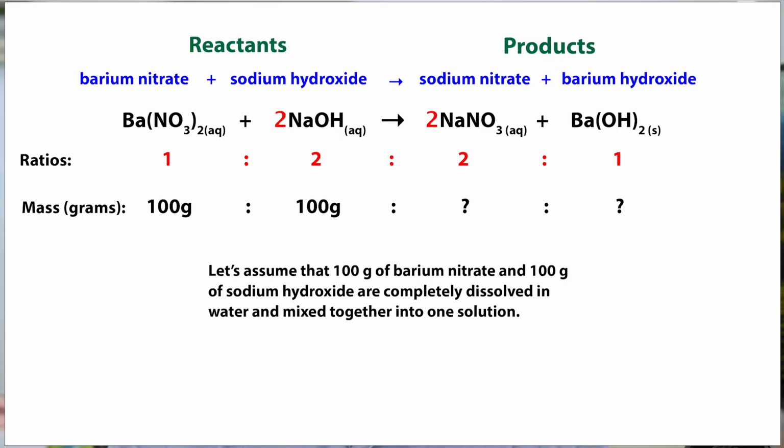Well, we have a 1 to 2 to 2 to 1 ratio. As I mentioned before, 1 to 2 to 2 to 1. But we have to know how many moles we have. We have 100 grams of each. To know how many moles we have, we divide the mass by the molar mass.